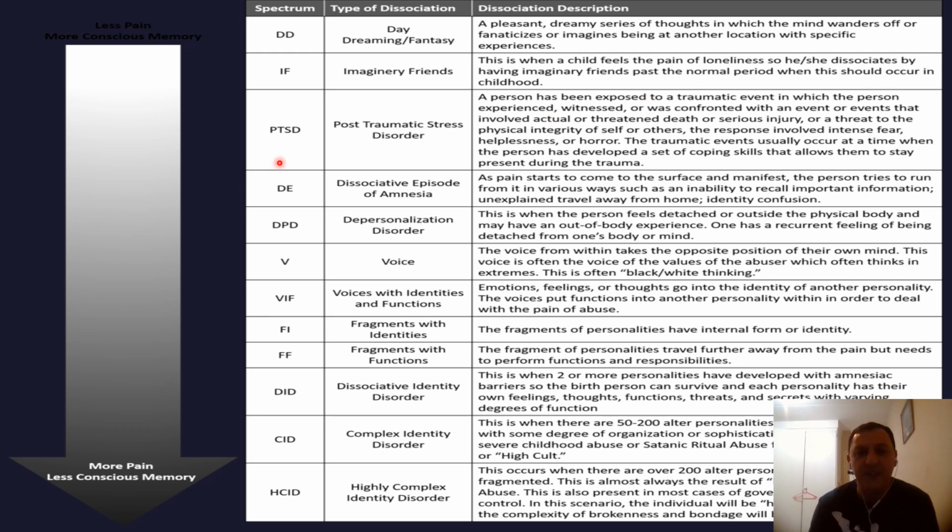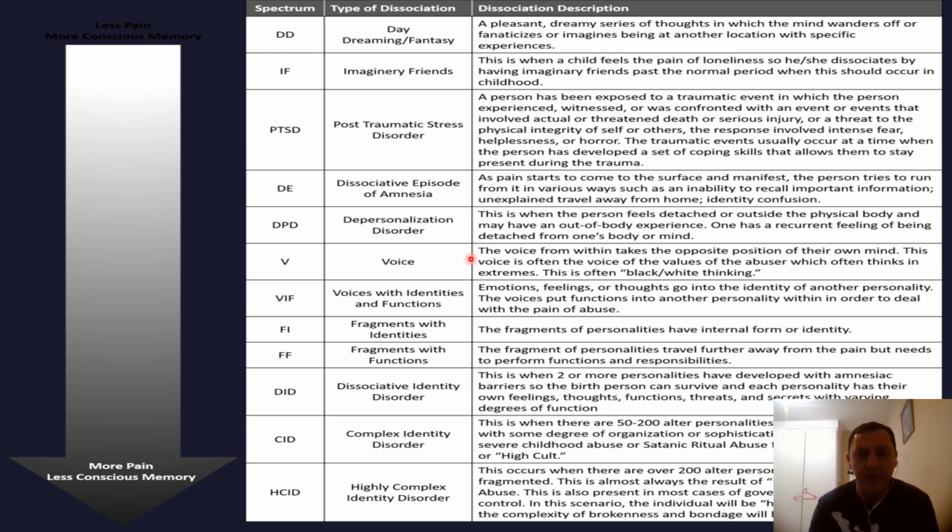The third stage is PTSD. So this is a type of dissociation, and we know about post-traumatic stress disorder. Then the dissociative episode of amnesia. As pain starts to come to the surface and manifest, the person tries to run from it in various ways, such as an inability to recall important information, unexplained travel away from home, and identity confusion. They don't know who they are.